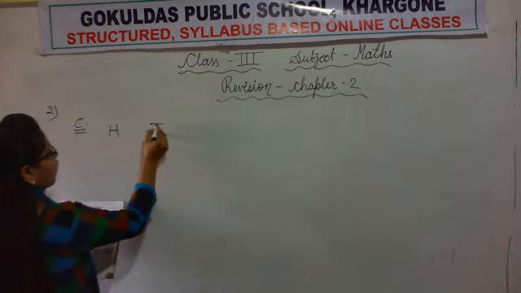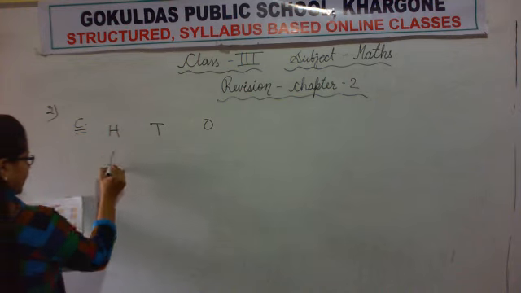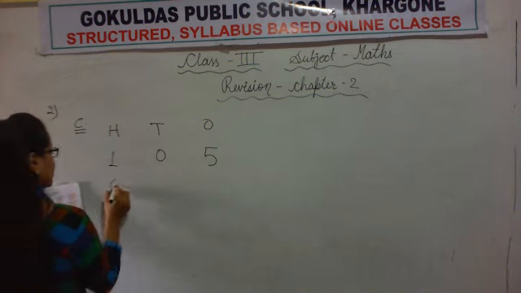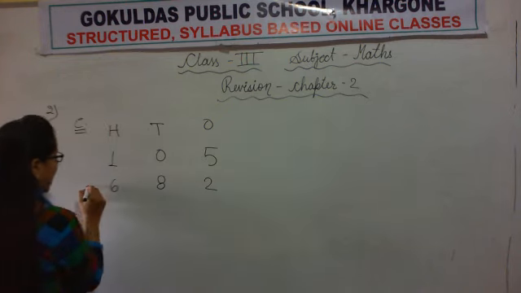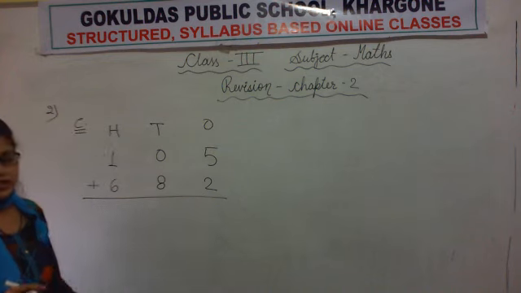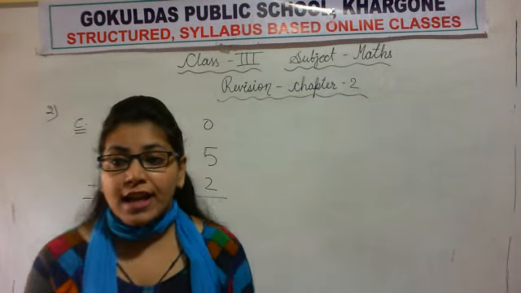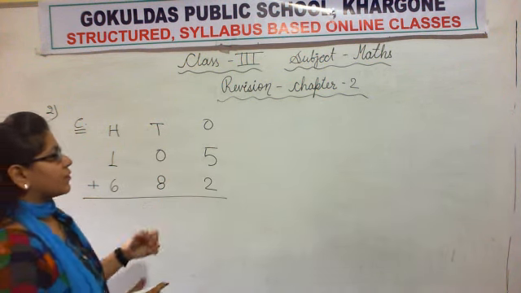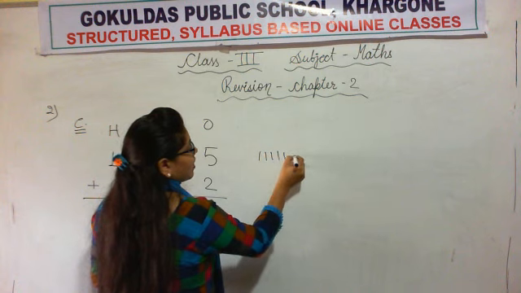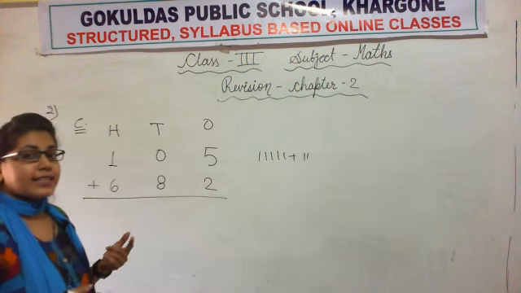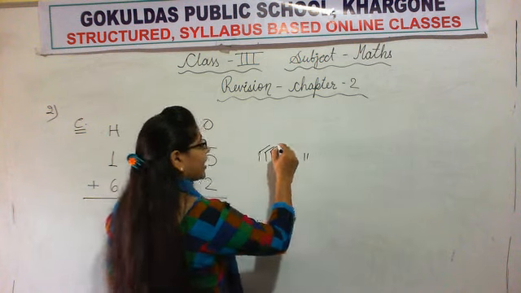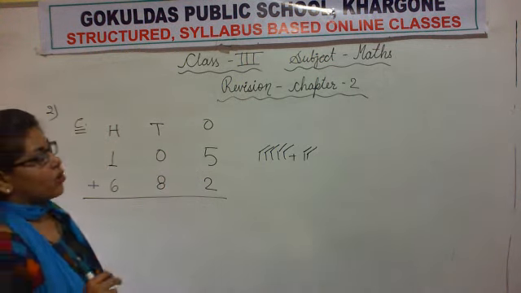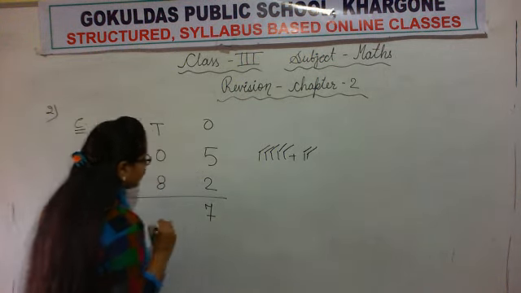See, first of all the places, hundreds, tens, ones. First addend is 105, second addend is 682. Now look here everyone, all the students, check your answer with this one. Have you done it correctly or not? 5 plus 2. Let's draw 5 sticks and 2 sticks. Now let's count how many sticks are there. 1, 2, 3, 4, 5, 6 and 7. 7 sticks are there. So we will write number 7.